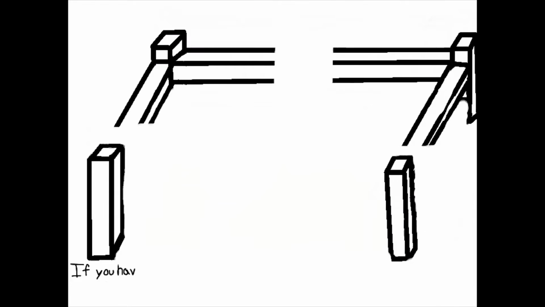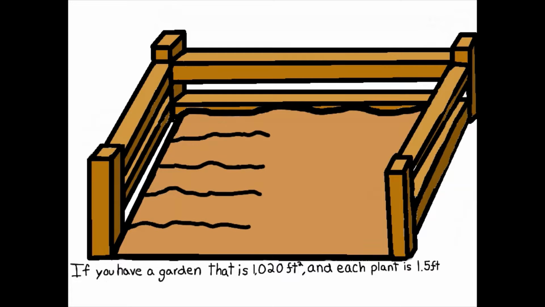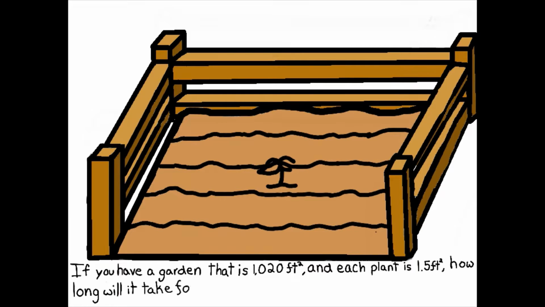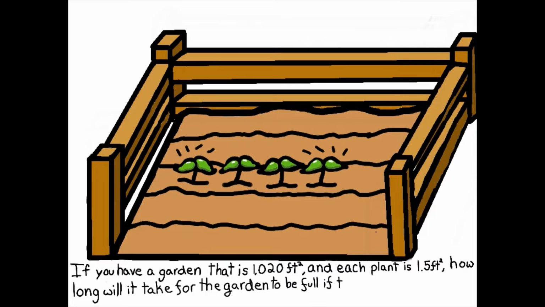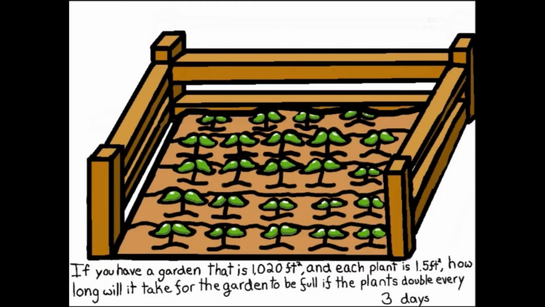Let's say that you have a garden that is 1,020 square feet, and you want to fill it with plants. The plants you bought double in number every 3 days, and each plant takes up 1.5 feet squared. How long will it take for the garden to be full?